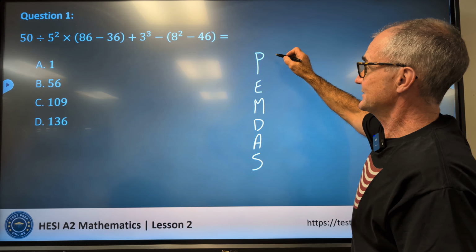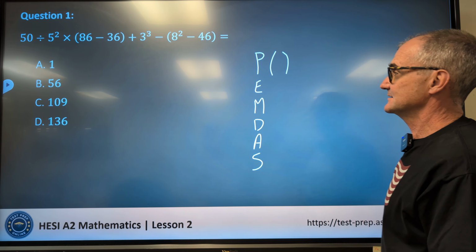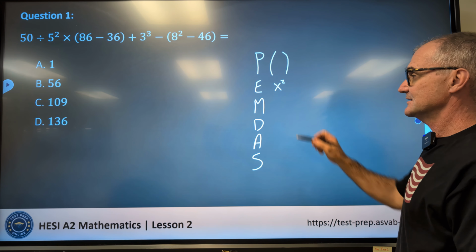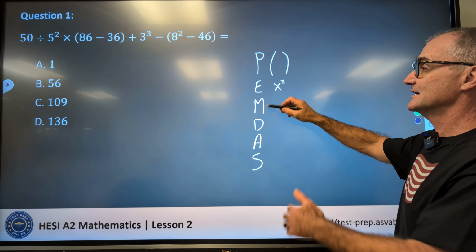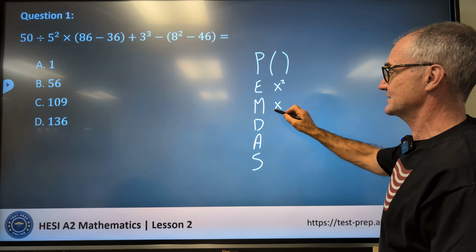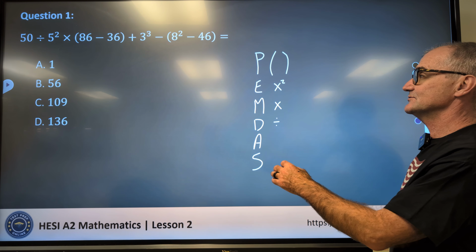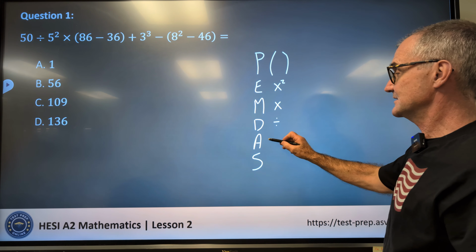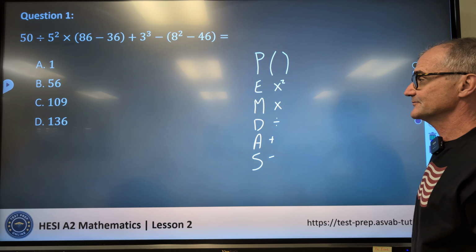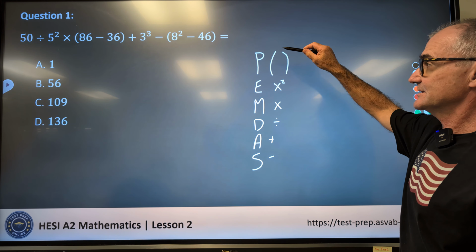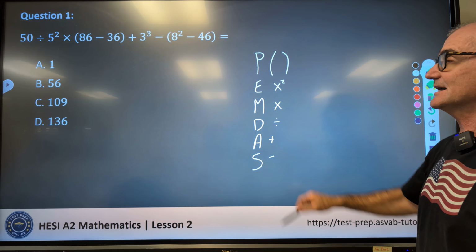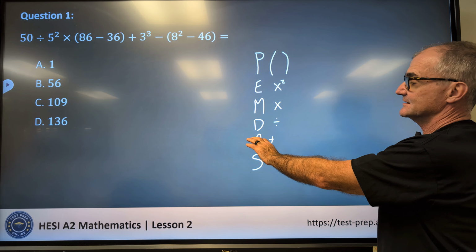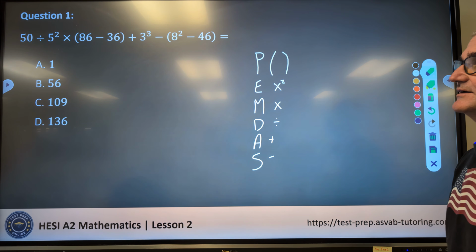So the P is parentheses. E is then you do the exponents, so anything to an exponent. Then you do multiplication, division, either way in order from left to right. So this is multiplication, this is division. Then after you've done all the parentheses, all the exponents, all multiplication and division, that's when you do the addition or subtraction. Some people remember that as well with please excuse my dear Aunt Sally. And again, multiplication, division is either order from left to right. And then addition, subtraction, either order from left to right.